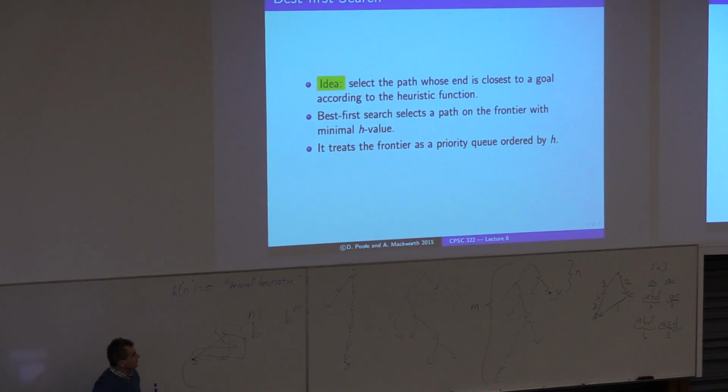All right, so the first one we're going to do is best first search. We're going to select the path whose end is closest to the goal according to the heuristic function. Best first search selects a path on the frontier with a minimal h value. Before, least cost first selected the element on the frontier with the minimum cost. Now we're going to select the element on the frontier with the smallest h value. So the implementation is that the frontier is a priority queue ordered by h. Then now you know the algorithm.